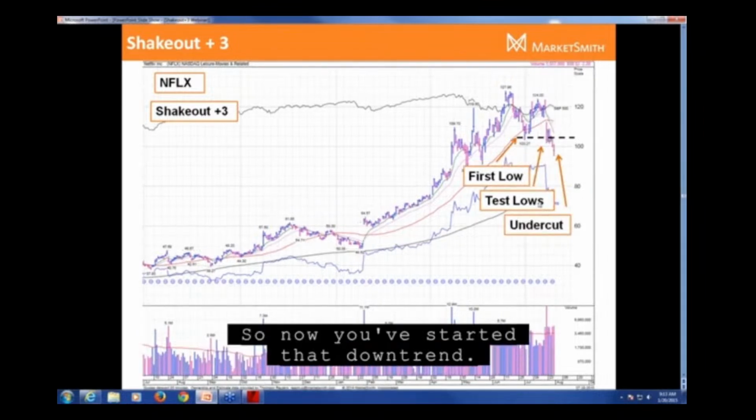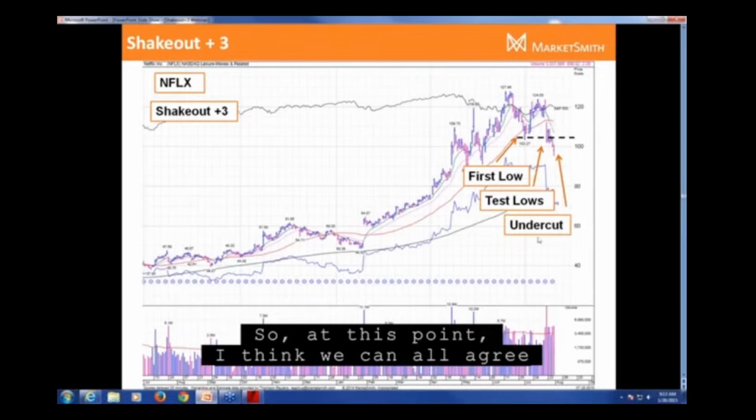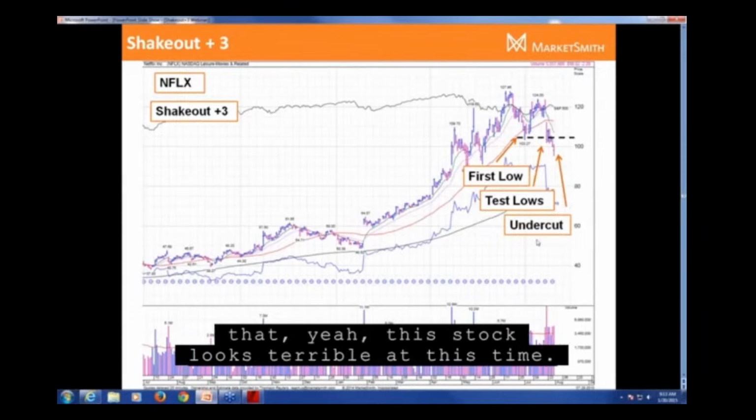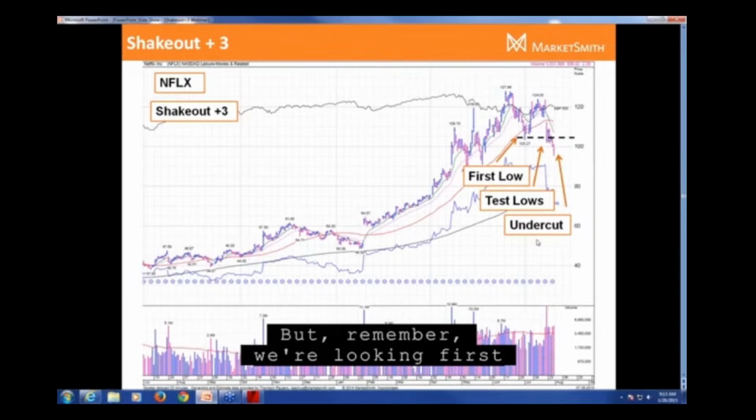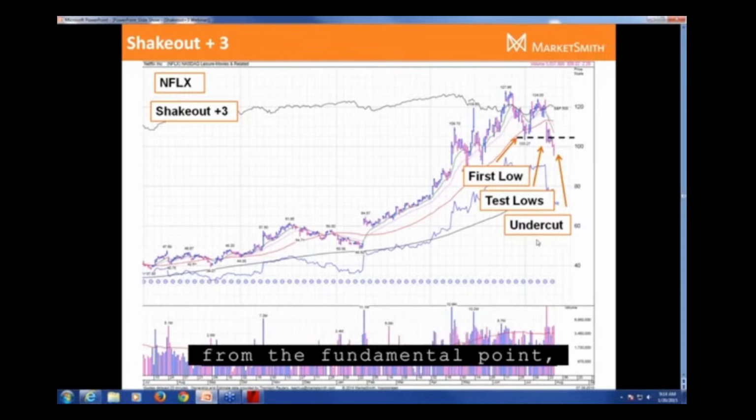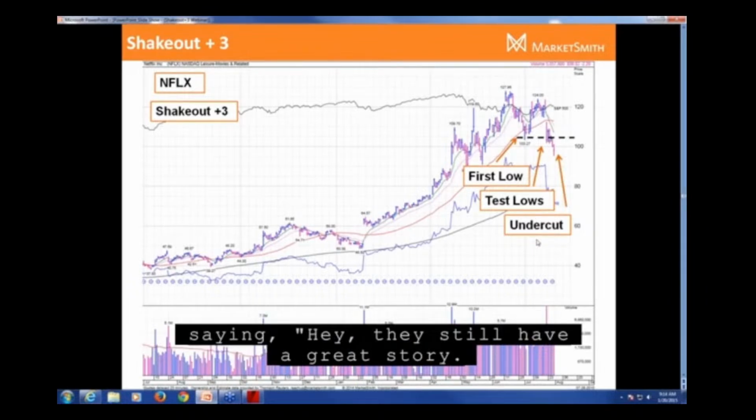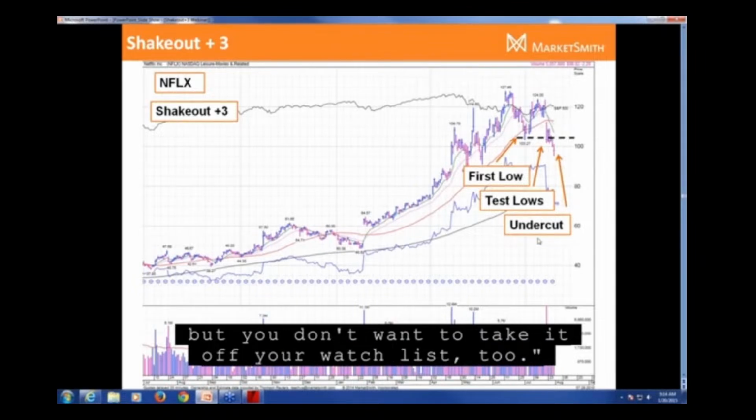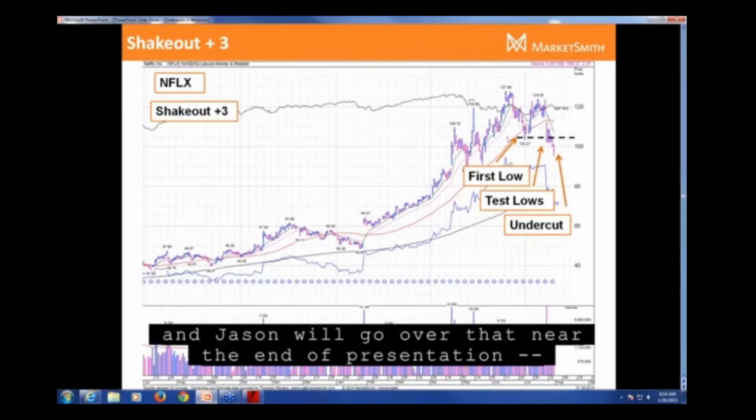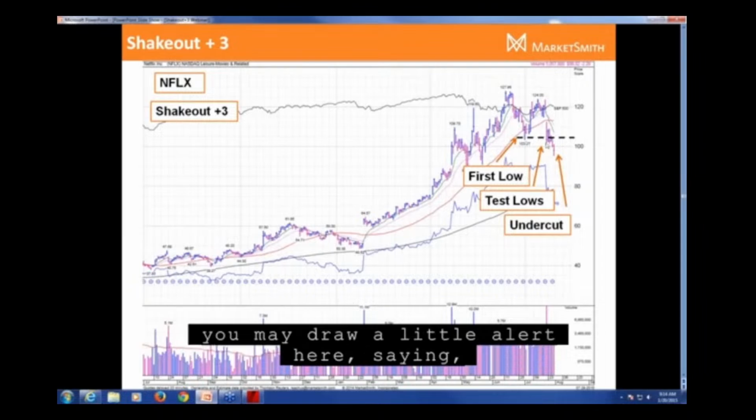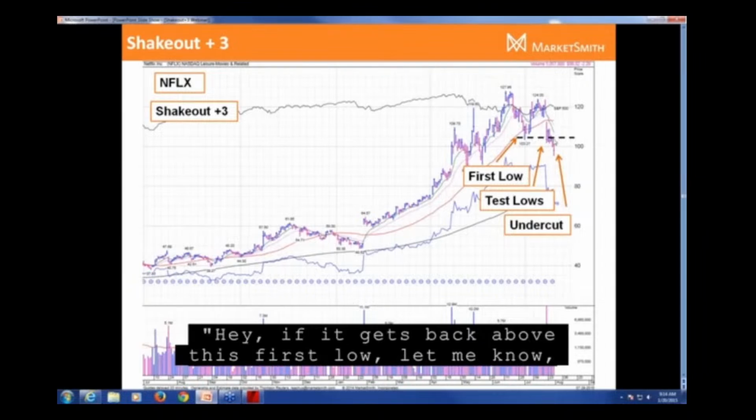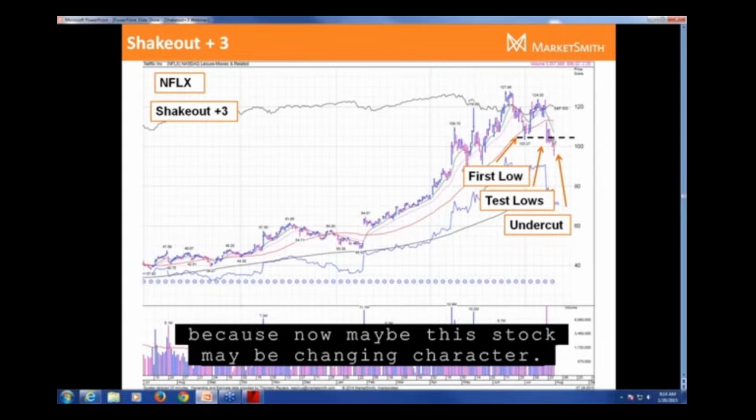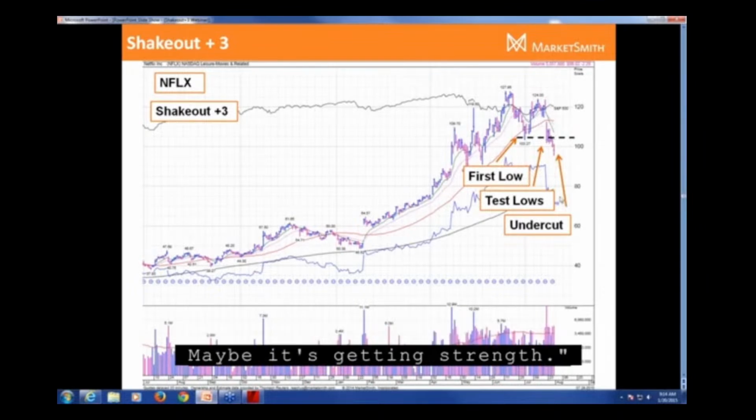So now you started that downtrend. At this point, I think we can all agree that this stock looks terrible. But remember, we're looking first from the fundamental point saying, hey, they still have a great story. We don't want to necessarily be in the stock, but you don't want to take it off your watch list too. And a lot of times, and Jason will go over this near the end of the presentation, you may draw a little alert here saying, hey, if it gets back above this first low, let me know. Because now maybe the stock may be changing character, maybe it's getting strength.